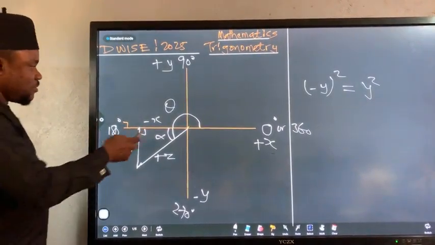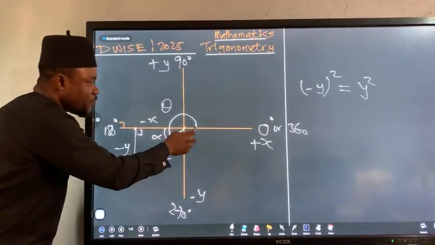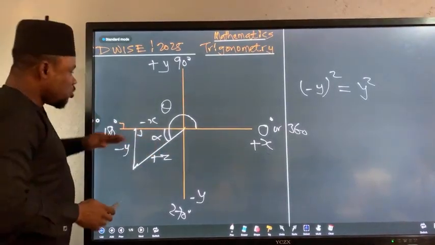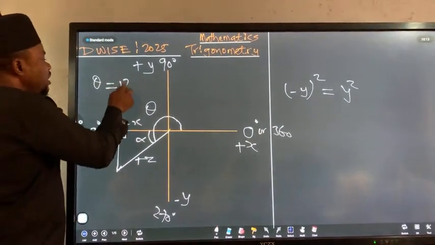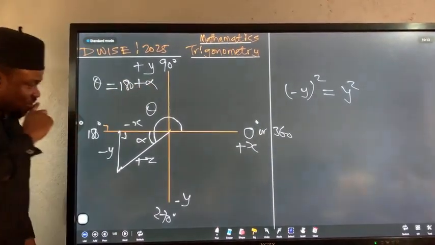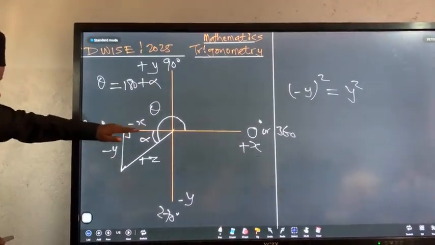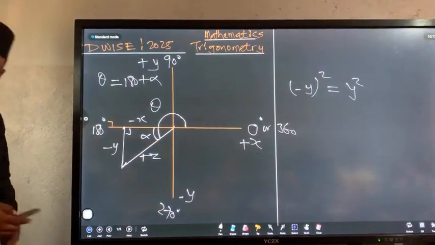You realize that theta is what? Look at the value of theta. Theta started from here, past 180 up to this point, right? Yes. So if you check now, you realize that theta is giving us 180 plus alpha, right? See now, this is 180. Theta passed 180 and included alpha. Are you with me?